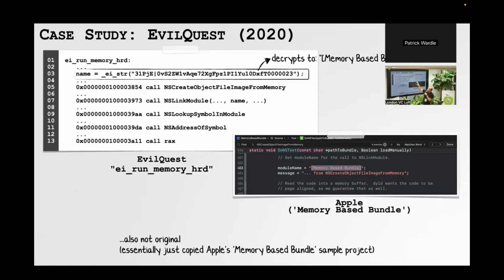And actually, if we decrypt the string that they use in this loading, it matches the name that Apple used in their code, memory-based bundle. So this is also not original. They just went and grabbed Apple's sample code from 2005, recompiled it, and then got in-memory code execution.